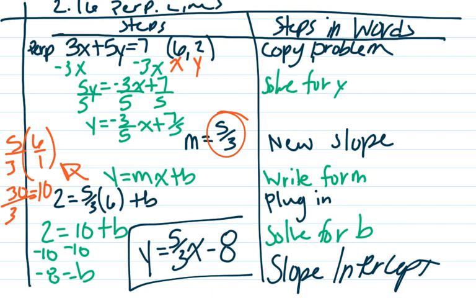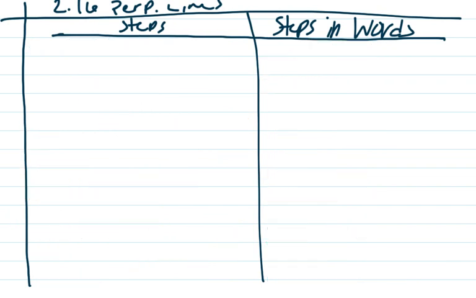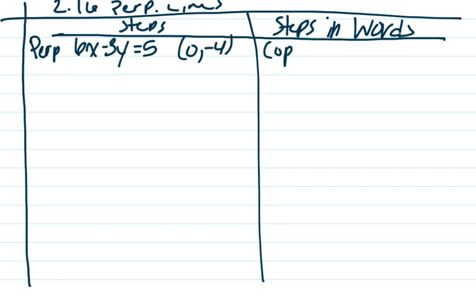So that's the hardest it's going to get. That one you have to solve for y, and then you have to do the perpendicular. Okay, so let's do one more of those types. So we have perpendicular, of course. 6x minus 3y equals 5, and 0, negative 4. We are, of course, going to copy the problem, and then we're going to solve for y.